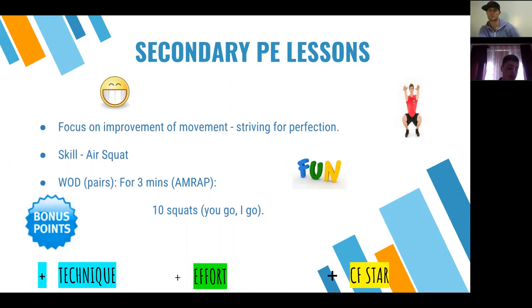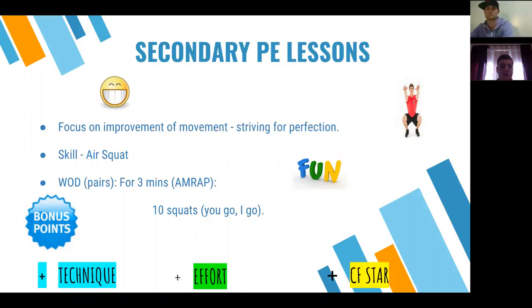In secondary, we want to promote fun, but at the same time, we want to start shaping these young teens into a strength and conditioning program that seems to be quite close to what an adult might be doing. In this short example, the focus movement is an air squat, which I touched on earlier. Now we're moving towards seeing students who may not have taken part in a lot of physical activity struggle with this.